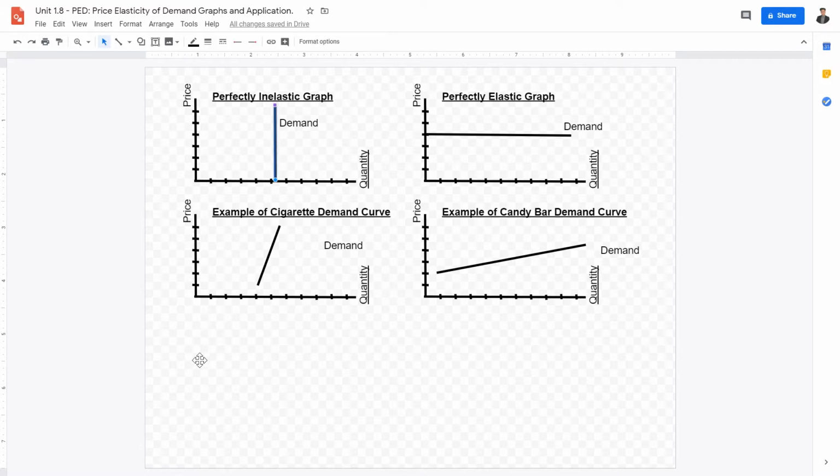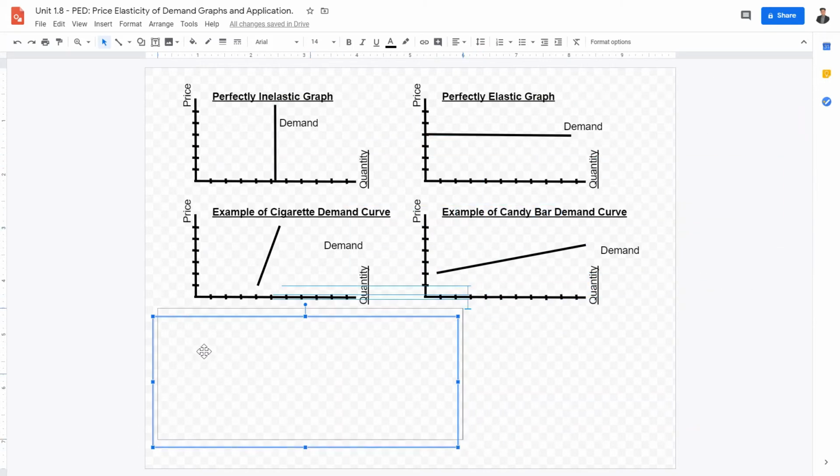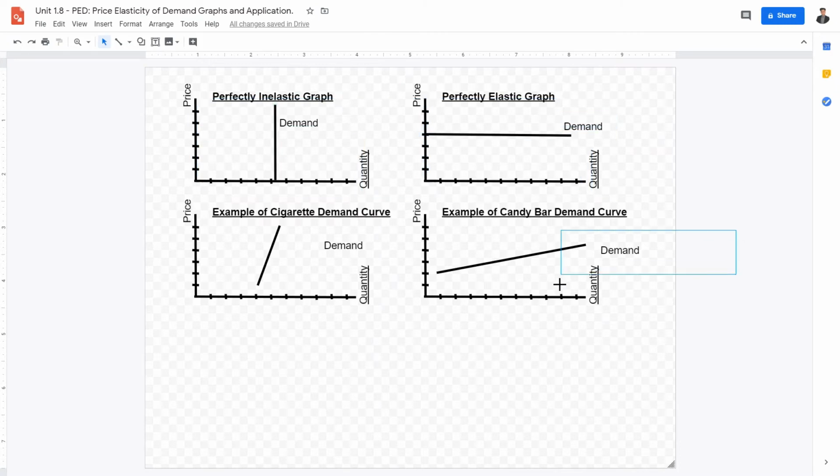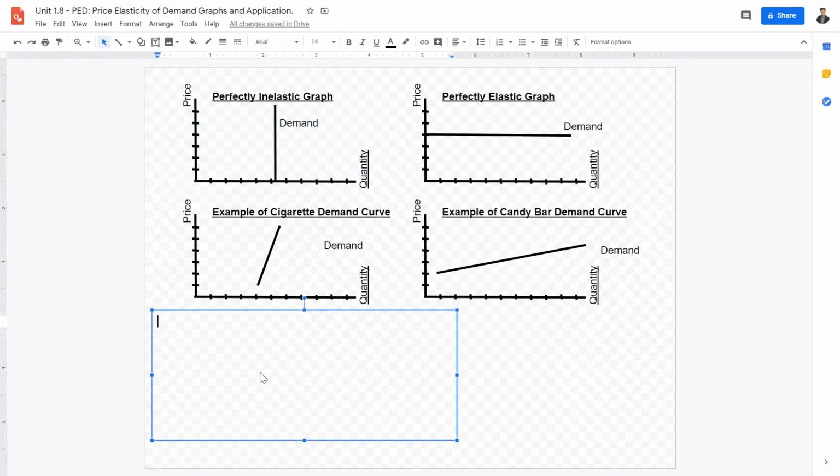In this video, we're going to be going into some properties and the graphs of PED and applications of PED. Firstly, we know that PED could be shown through the demand curve of a market equilibrium graph. Right here we have 4 examples of PED. These 2 examples are mostly theoretical. These 2 examples are more practical. So firstly, let's look at the perfectly inelastic graph. Let's get some definitions.